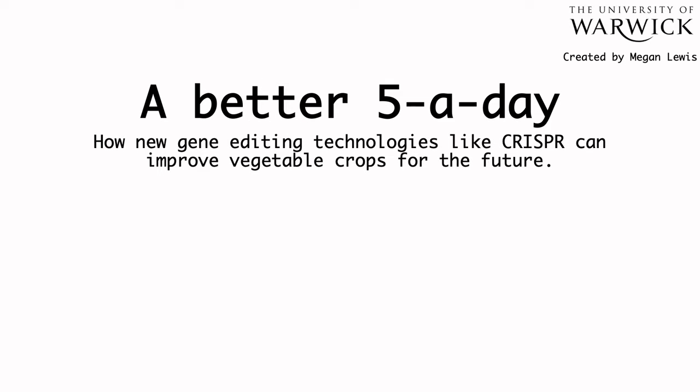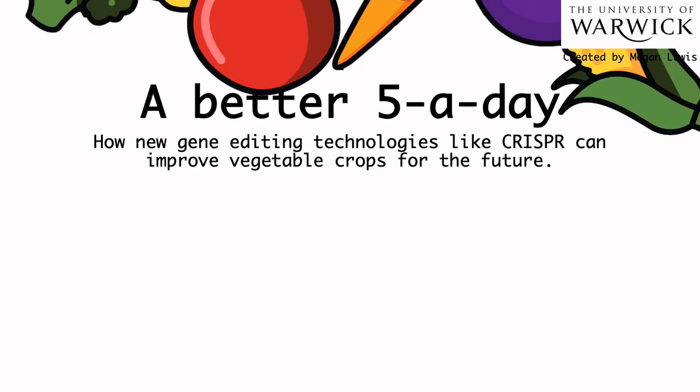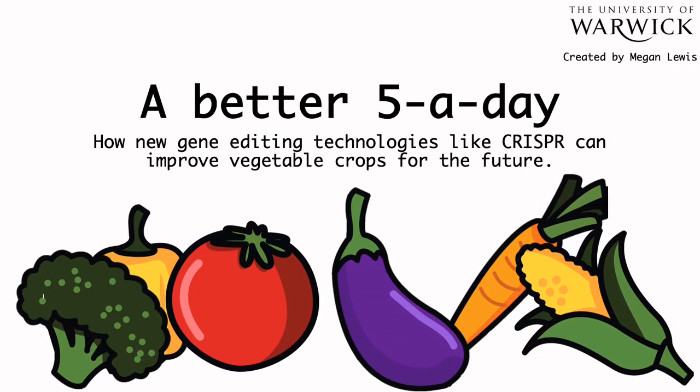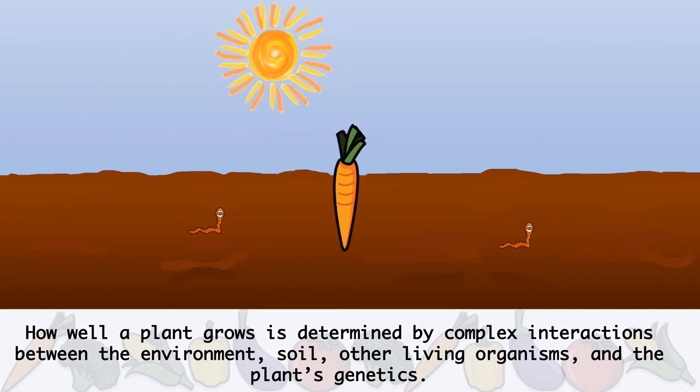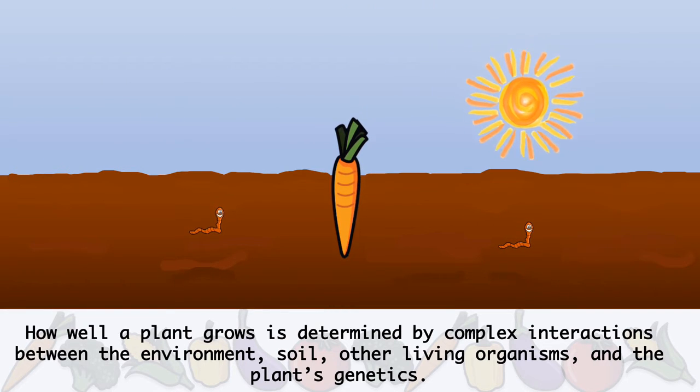A better 5 a day. How new gene editing technologies like CRISPR can improve vegetable crops for the future. How well a plant grows is determined by complex interactions between the environment, soil, other living organisms, and the plant's genetics.